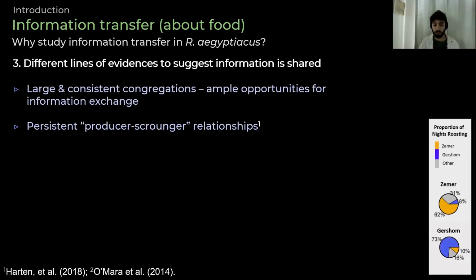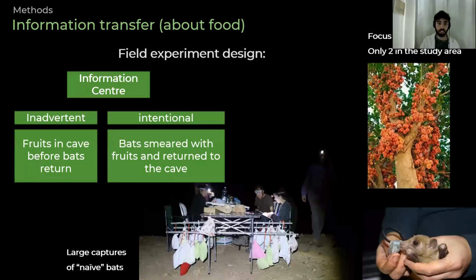Basically, we ran field experiments to check the information center hypothesis. Once by spreading fruits in the cave when the bats were not there and seeing whether they smell it and go to this Ficus sycomorus tree. We have only two of them in the field area, so it's very easy to see when the bats fly there and not to any other tree.